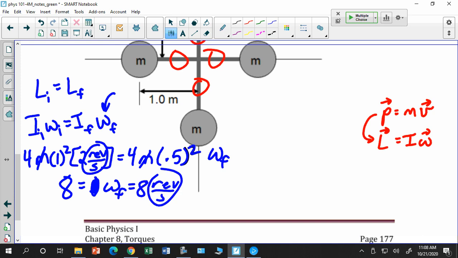Okay. Let's, first of all, any questions? We can work some problems in the back. Questions? Those are the three big ideas: Newton's second law, kinetic energy and the work energy theorem, and then angular momentum and conservation of angular momentum.